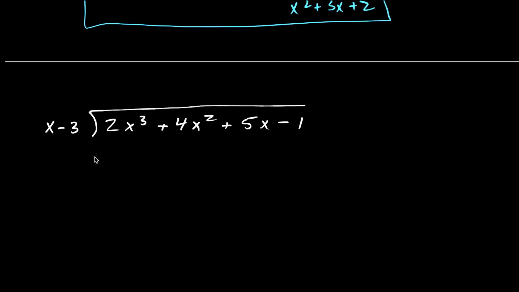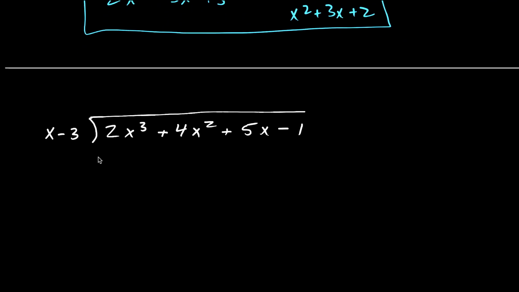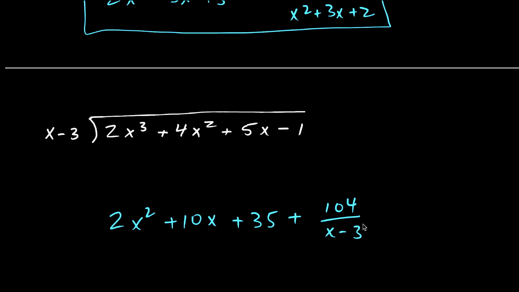So here we go. We can do synthetic or long division on this problem. And you can try this one by yourself. And if you did this correctly, you will end up with an answer of 2x squared plus 10x plus 35, plus the remainder will be 104 over x minus 3. Now some things I'll let you know about after you do this.